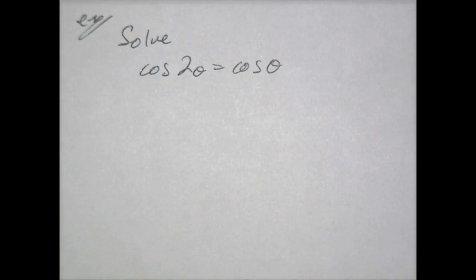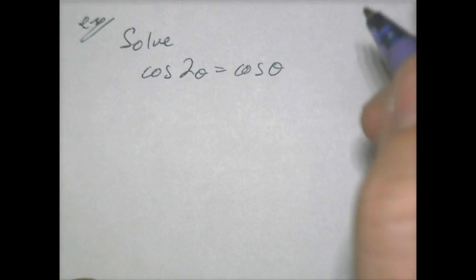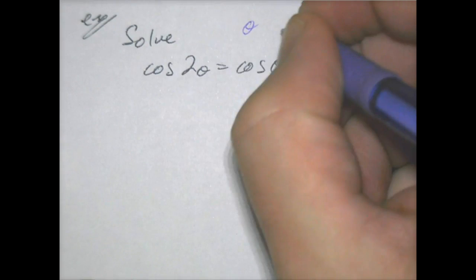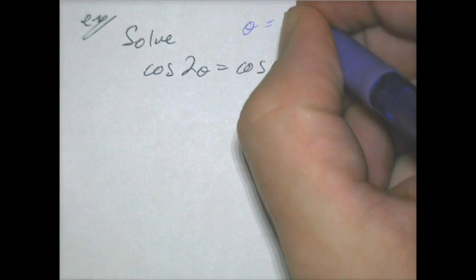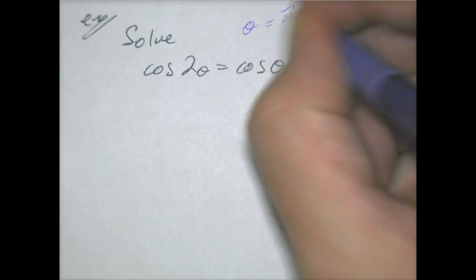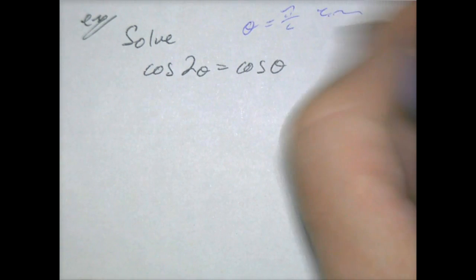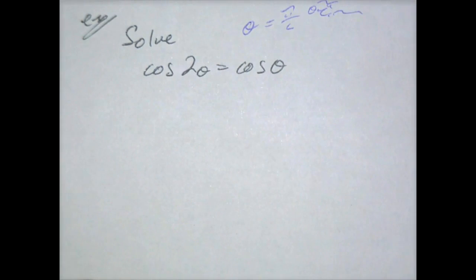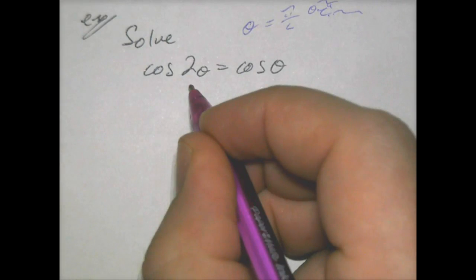All right, in this example we are going to be solving, because it says solve. So don't forget that's just like what we had in 5.3 where we would have theta equals pi over whatever, or 0, pi, or things like that. We're going to be coming up with angles. So I can't really do anything with this. I can't factor out a cosine because that's a double angle identity.